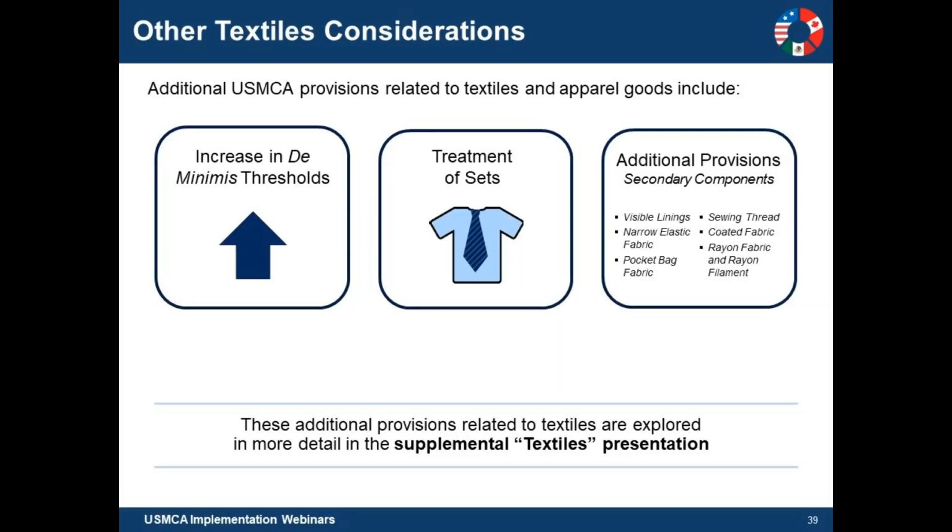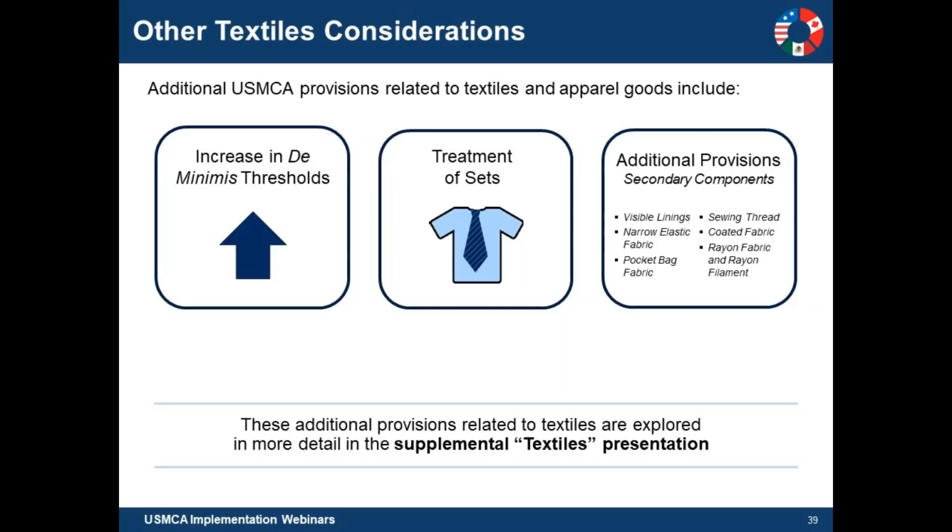Additional provisions, also referred to as chapter rules or notes, relate to the following components and apply to the component that determines the tariff classification. For visible linings, fabric used for visible linings may now be sourced from outside of the parties to the agreement. Narrow elastic fabric: upon entry into force of the agreement, narrow elastic fabric used in apparel products of chapters 61 and 62 may be sourced from anywhere.